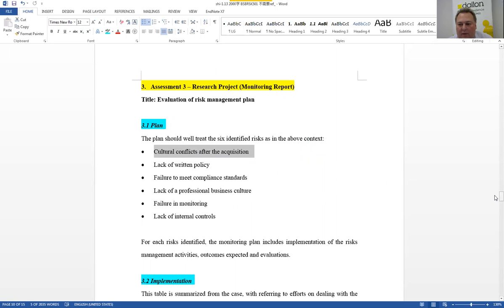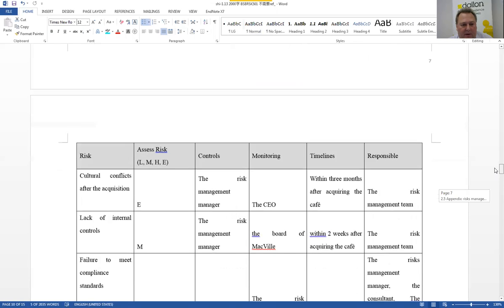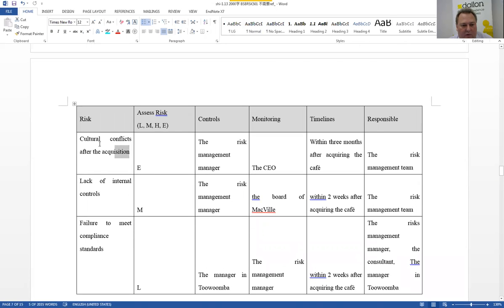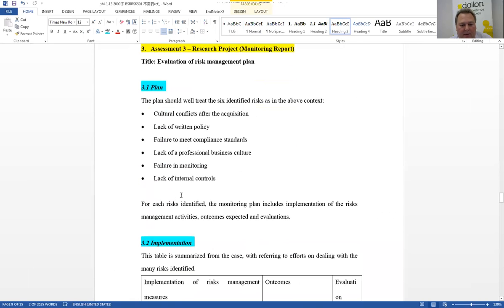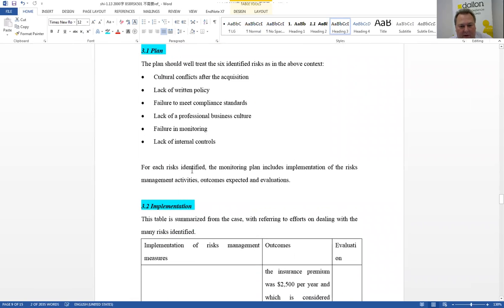So that's all derived from our table here. See there, lack of cultural conflicts, lack of internal controls, failure to meet compliance. We've listed that here in our plan. For each risk identified, the monitoring plan includes implementation of risks, management activities, outcomes expected, and evaluation.